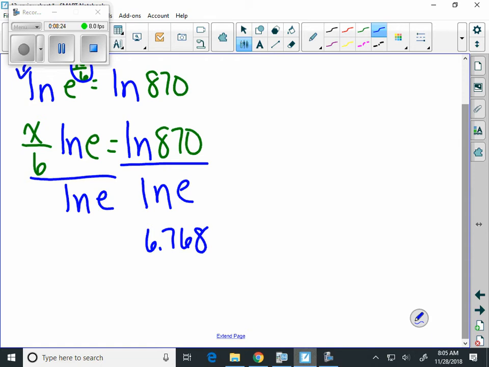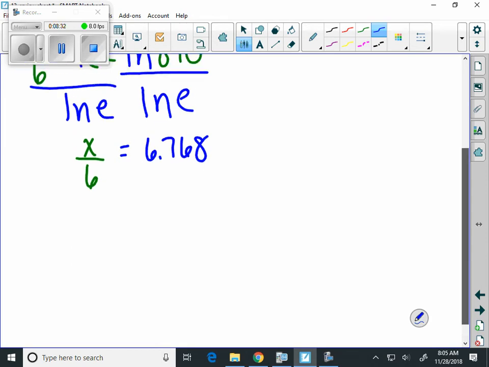6.768, and over here it equals x divided by 6. But what has to happen now is we want to solve for x. So we're going to multiply this side of the equation by 6. We're going to multiply this number that's in our calculator by 6. And that's going to give us our value of x.